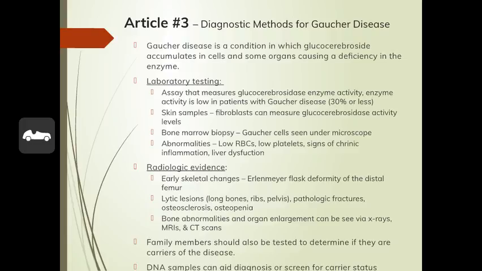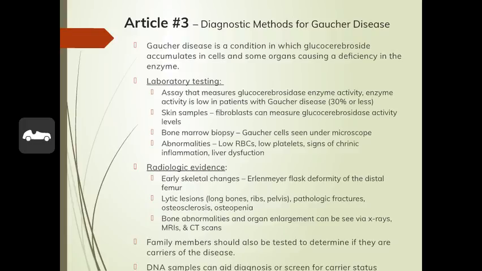Skin samples can also be taken from patients, looking at the fibroblasts, and they can measure the amount of glucocerebrosidase levels from the fibroblasts. They can also use bone marrow biopsies and look for Gaucher cells under a microscope. Abnormalities can also be seen via laboratory testing, such as low red blood cells, low platelets, signs of chronic inflammation, and liver dysfunction.